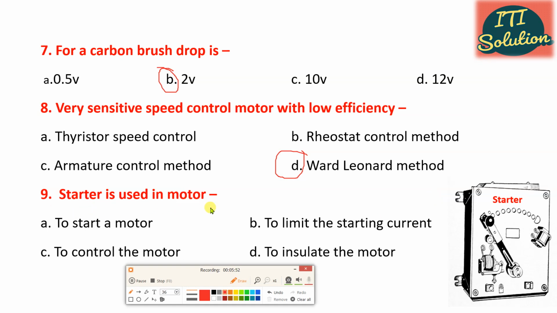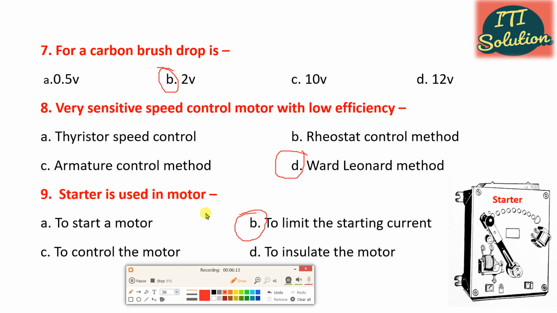Next question. Starter is used in a motor. Why is a starter used in a motor? Option A, to start a motor. Option B, to limit the starting current. Option C, to control the motor. And option D, to insulate the motor. And of course, the correct answer is option B, to limit the starting current.